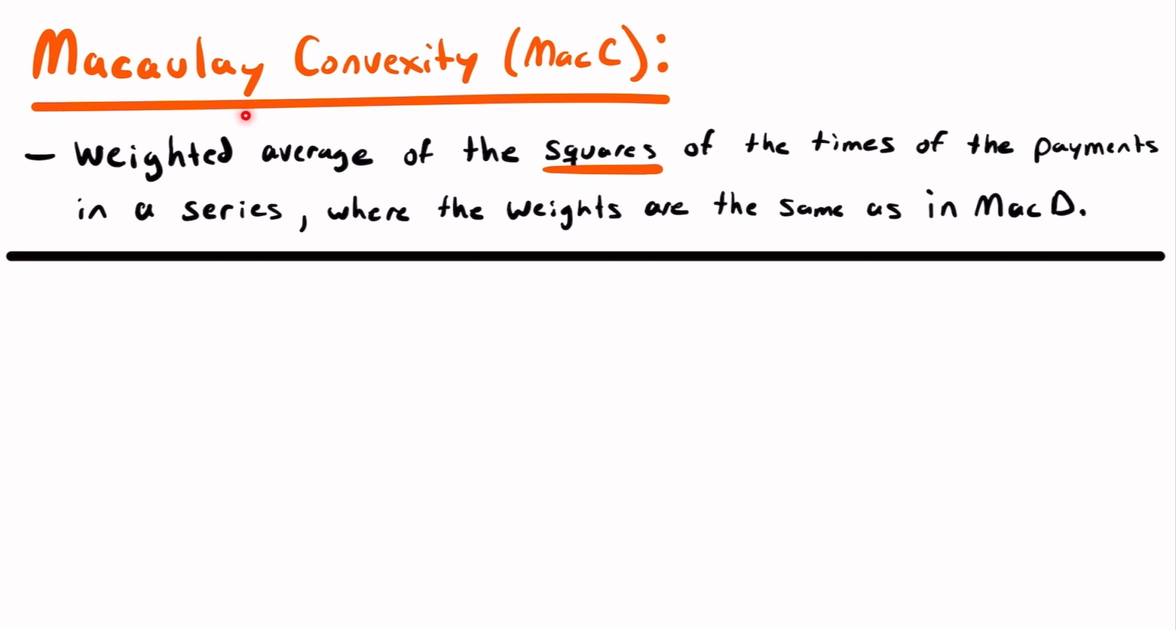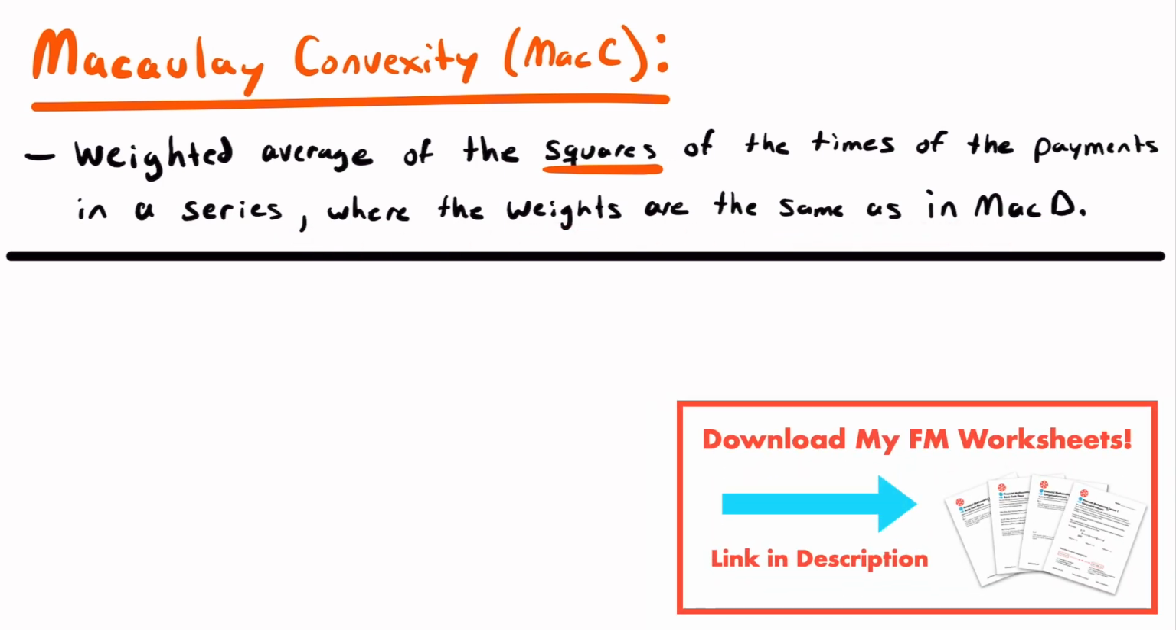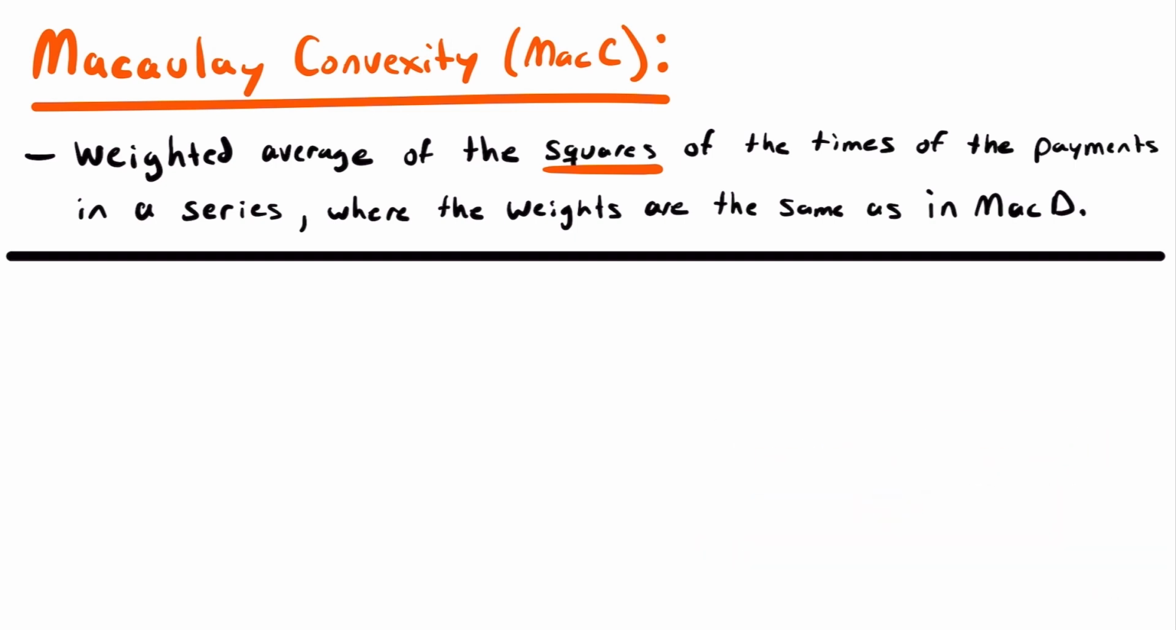Okay, so the Macaulay convexity, or the MacC, is defined as the following. It's the weighted average of the squares of the times of the payments in a series where the weights are the same as in the Macaulay duration. All right, so if you remember, the Macaulay duration is also a weighted average, but it's just a weighted average amount of time until all payments in a series are made. The weight applied to each time is the present value of the payment made at that time divided by the present value of all the payments.